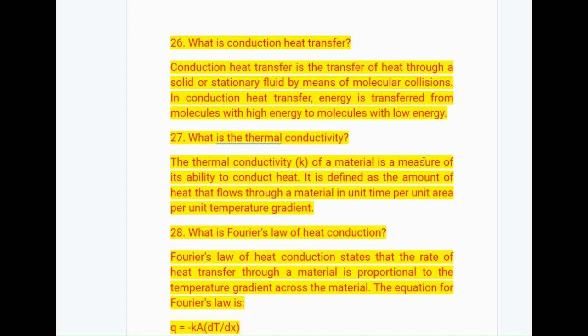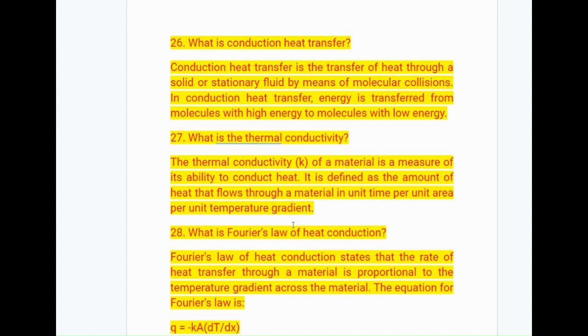26. What is conduction heat transfer? Conduction heat transfer is the transfer of heat through a solid or stationary fluid by means of molecular collisions. In conduction heat transfer, energy is transferred from molecules with high energy to molecules with low energy.